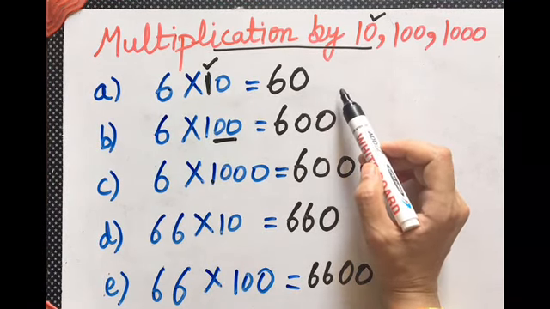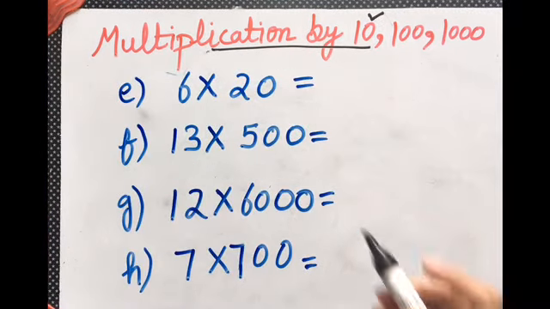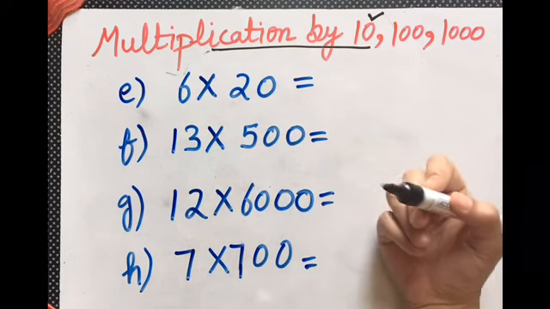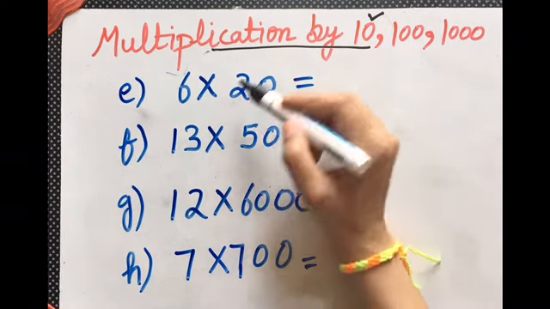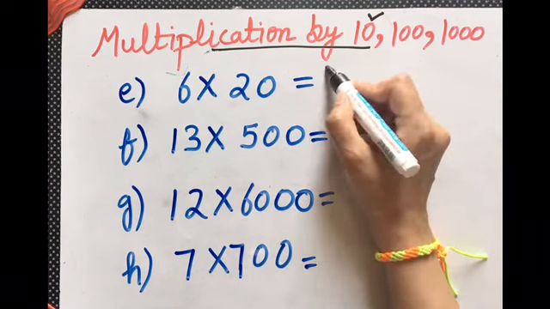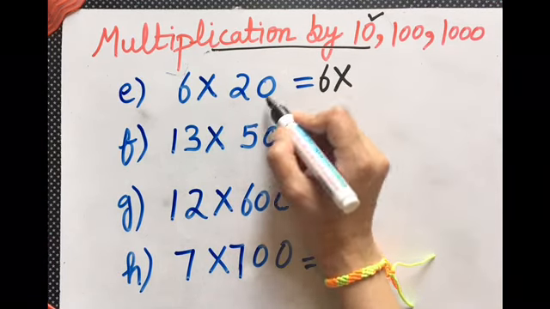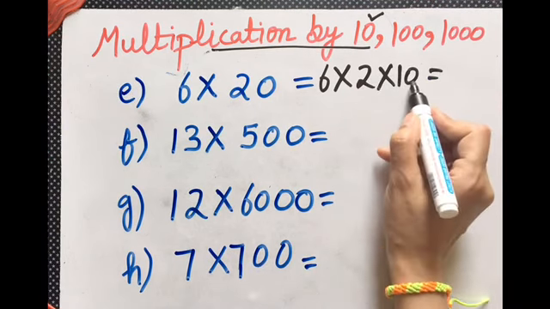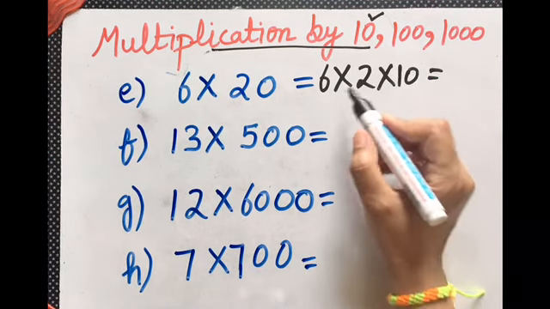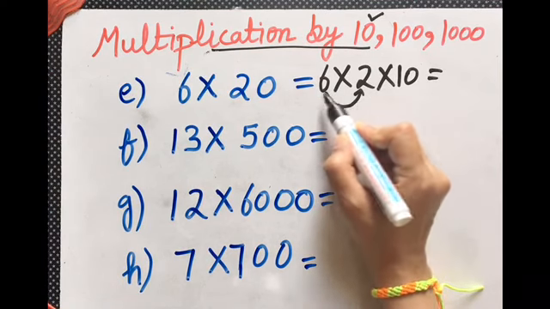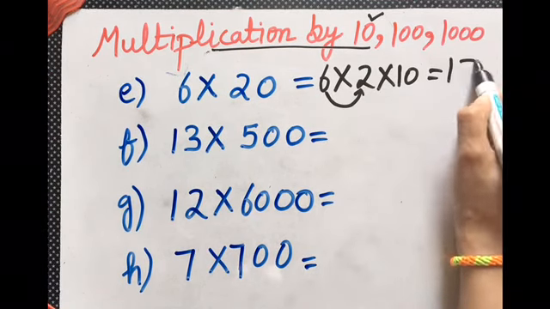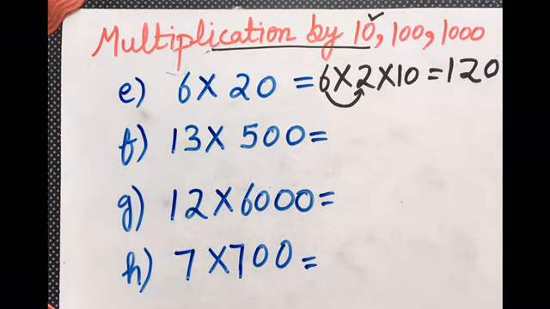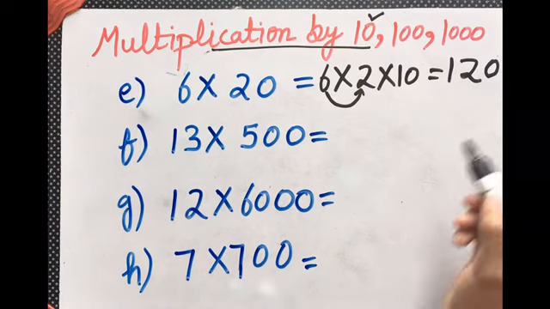Fine. Now, along with this 10, 100 and 1000, let us take if something else is there. Now, what we are going to do? This 6 multiplied by 20 is 6 multiplied by 2 multiplied by 10. 2 multiplied by 10 is 20. Fine. So, we are going to multiply them. 6 twos are 12. Then how many zeros? 1 zero. This is just the application of what we have done earlier.